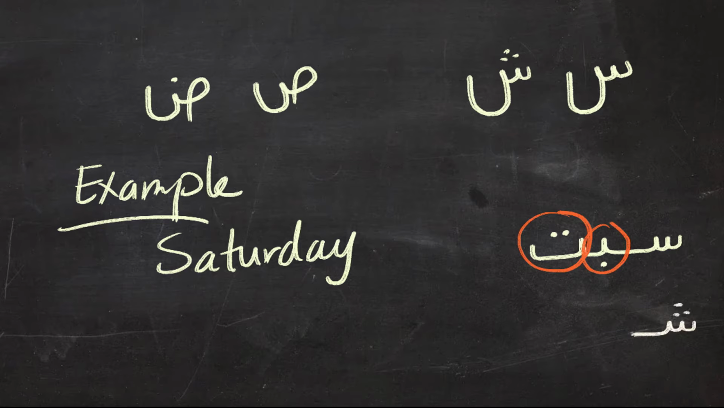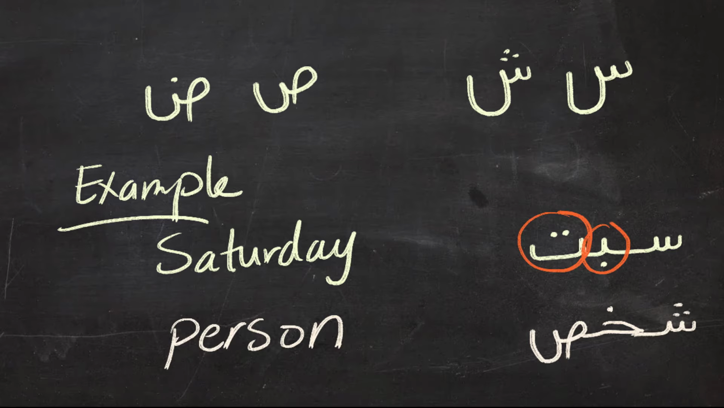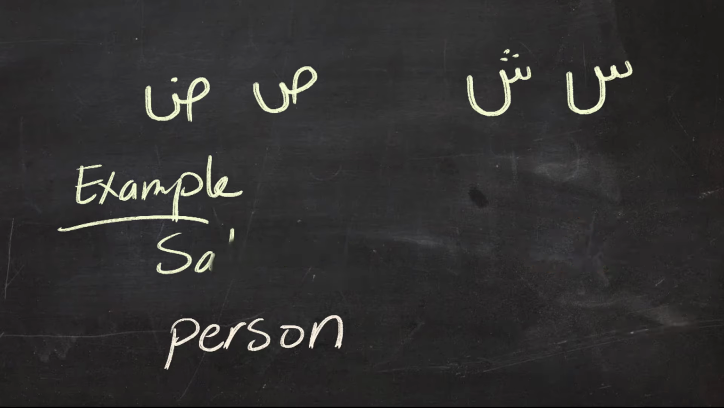Next up is the word shakhs. Notice how the word is attached. Shakhs means person. Notice how the kha and the sad and the shin are attached to each other. All right, let's have a look at another set of examples about these letters and also in combination with letters that we have learned.